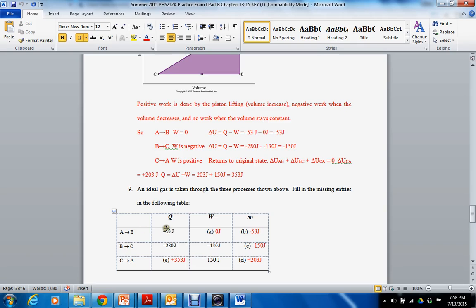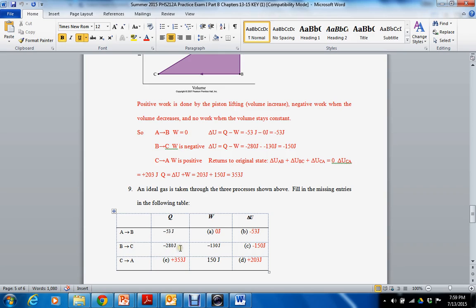Now to fill in the nitty-gritty. A to B, the heat flow, it lost 53 joules. So delta U equals Q minus W. W is 0, because the volume doesn't change, so delta U must equal negative 53 joules. So we filled this one in. This is like a Sudoku puzzle, if you're one of those people.